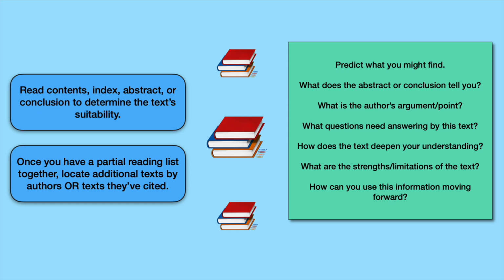If you're looking at books, have a look at the contents. Which chapters are the most suitable? Have a look at the index for keywords related to your topic. Which pages are the most suitable for close reading? We always say read the abstract or conclusion of a journal article to determine whether you need to read the full thing. And once you have a partial reading list together, you can locate additional texts by looking to the author's additional publications. Maybe they've written something in the current year. Have a look at who they've cited.